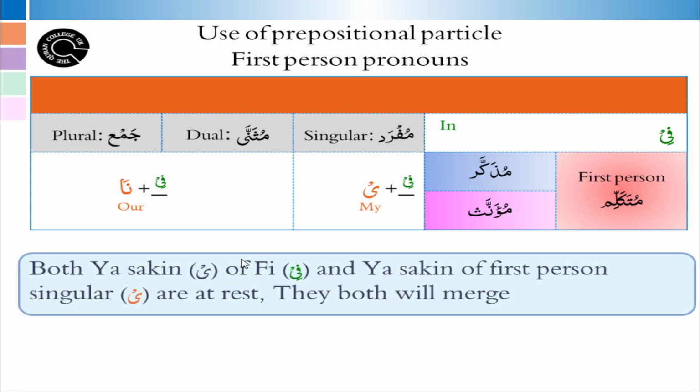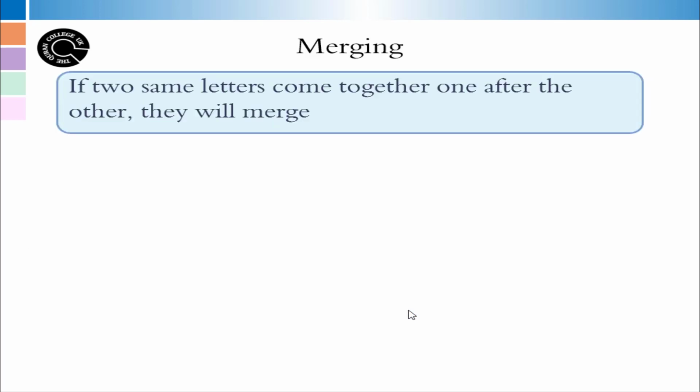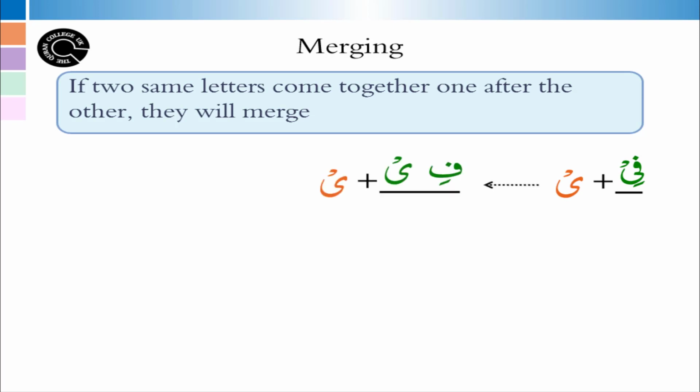Now let's see what happens when both the ya sakin of fi and the ya sakin of the first person singular ya are at rest. They both would merge, and let's see how the merging happens. If a letter repeats itself, say for example, if I open this fi, it will become fi with a ya sakin followed by a ya sakin. In this case, the ya repeats itself.